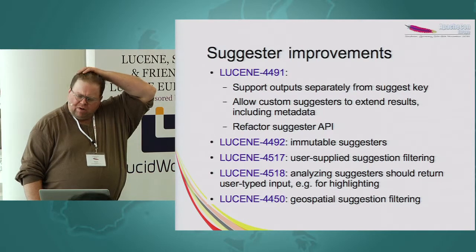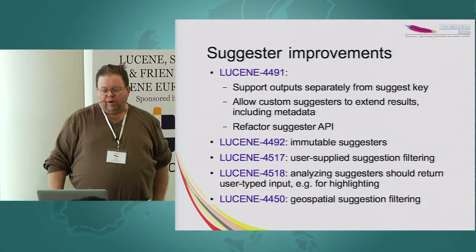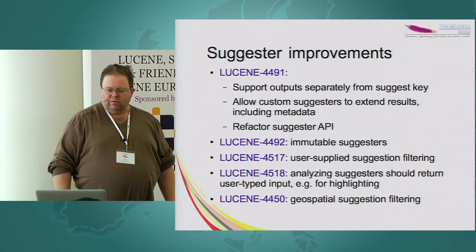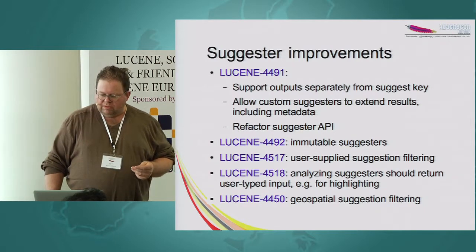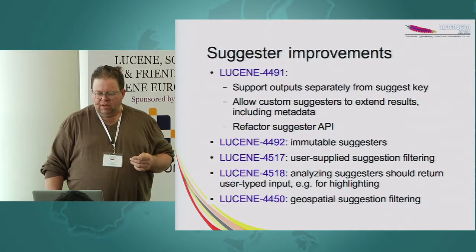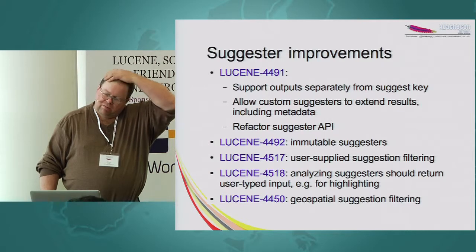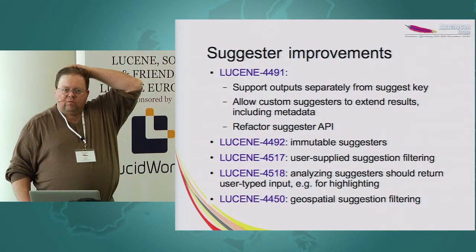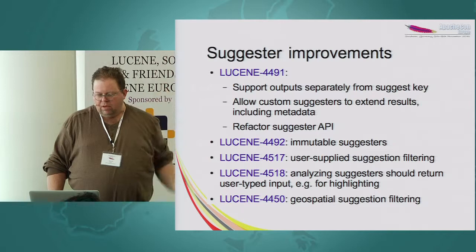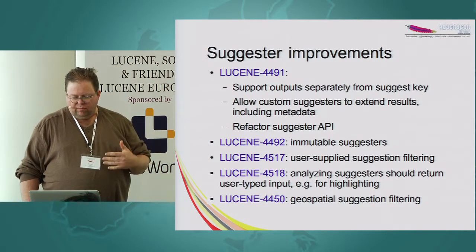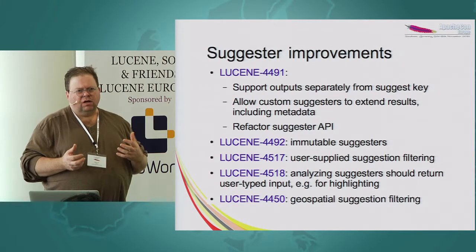So there's a huge energy right now around suggester improvements, and I list here a subset of the issues that have been opened within the last month or so to make improvements to suggesters. 4491 supports outputs separately from the suggest key and allows custom suggesters to extend results, including metadata, and it represents a refactoring of the suggester API. This is another one of Simon Willnauer's issues. 4492 makes suggesters immutable, and I think 4491 and 92 are part of the same work.